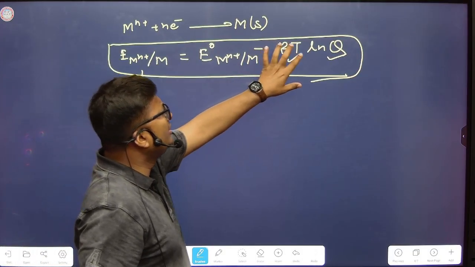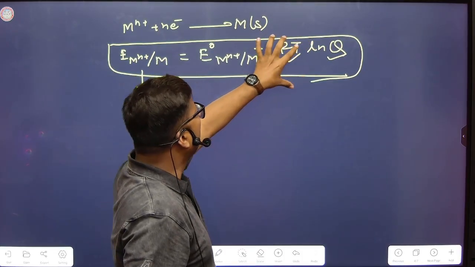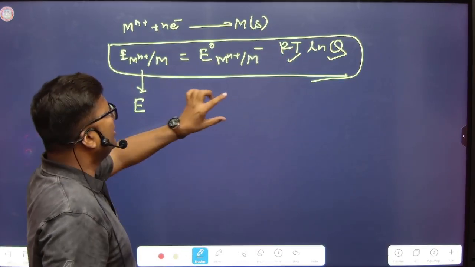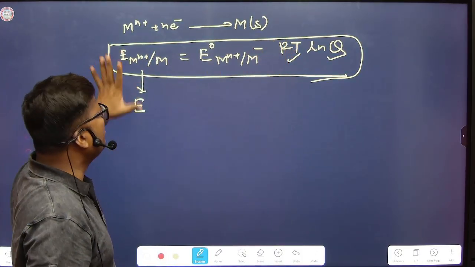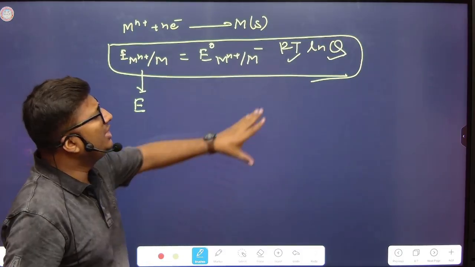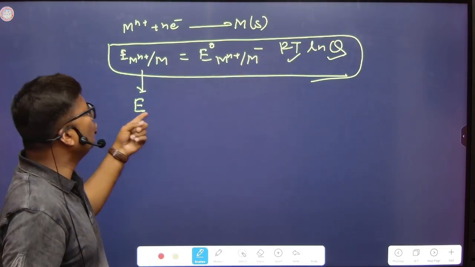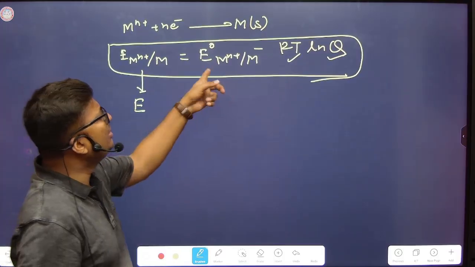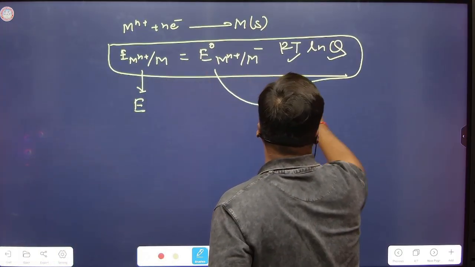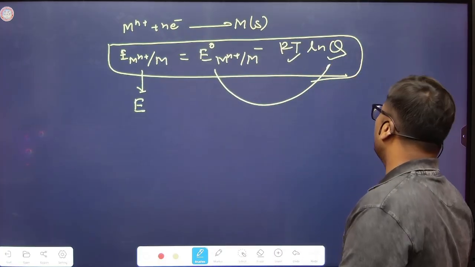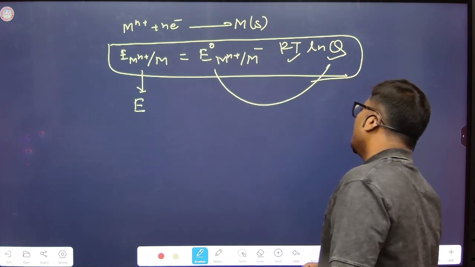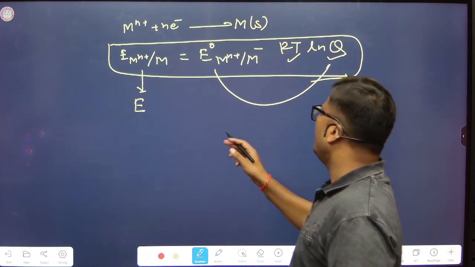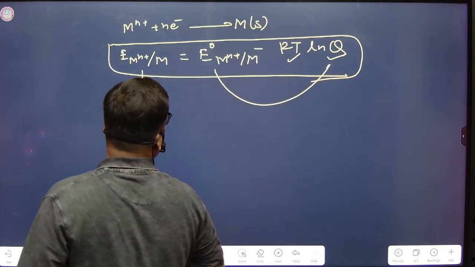If it decreases, and if there is a low value, then there will be a high value, right? So if there is a high value, then there will be a low value. So it depends on the difference between these two values, right? The difference between these values will give us an idea about the electrode potential.